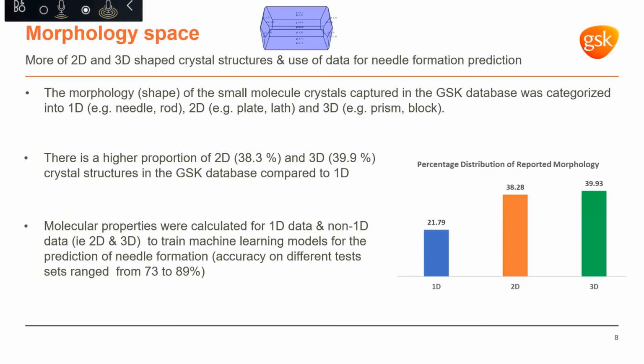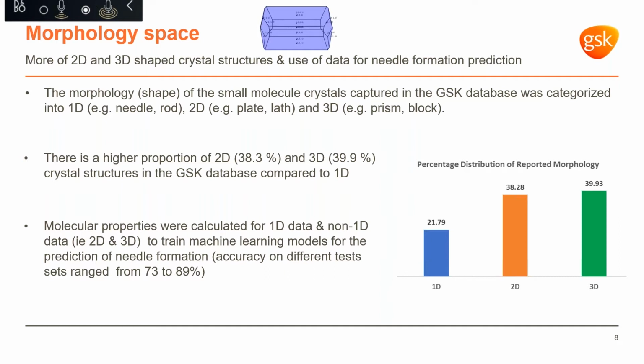Also, we looked at the morphology space in our database. So we managed to apply machine learning on the GSK morphology data to predict needle formation of APIs. I'll explain this in a bit, but to start with, how does the GSK morphology data look like?